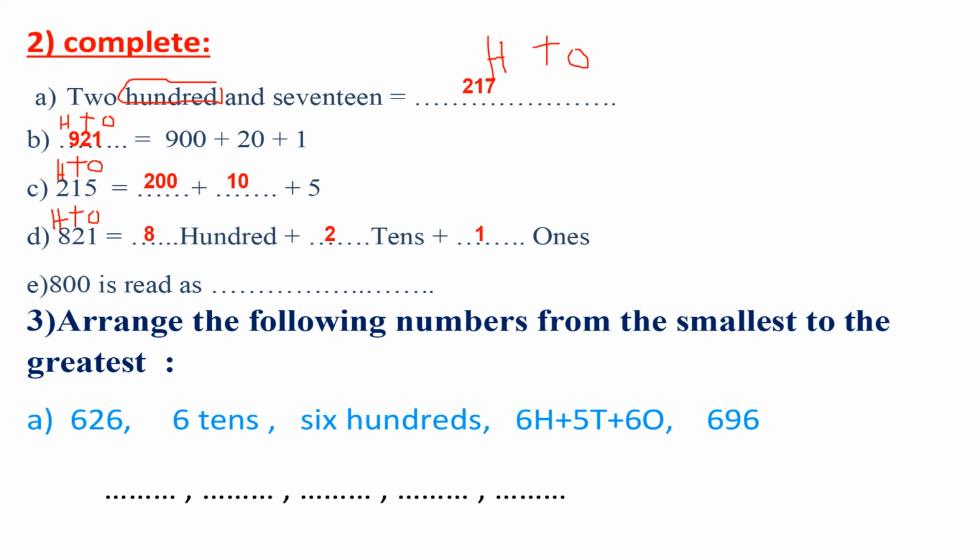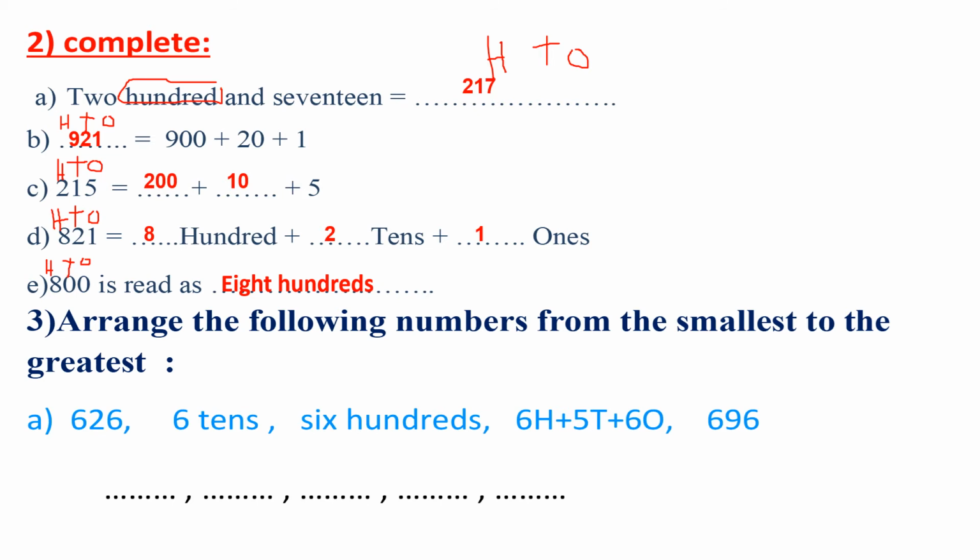Now we have this number E, 820. How to read this number? This number is 800. I will put ones, tens, hundreds. Hundreds is strong, so we will read 800. Do we have tens or ones? No, so it's 800.